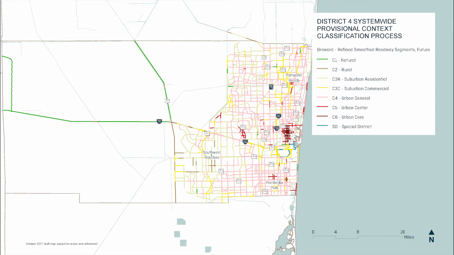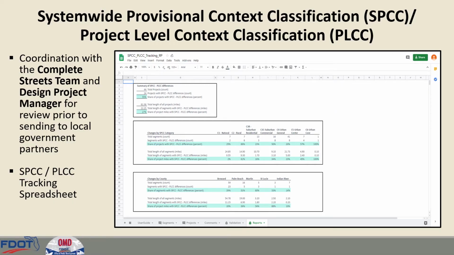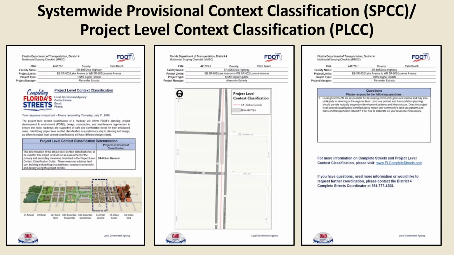This approach applies to state roadways in all communities district-wide, painting the district with a consistent set of land use contexts. The District for Complete Streets team may determine that the SPCC is appropriate for project-level use, or may modify the SPCC to take into account particular elements of the project's context that are not fully accounted for in the SPCC. In short, the SPCC provides a level playing field for context evaluation across the district, while the PLCC is determined by more granular fine-tuning.